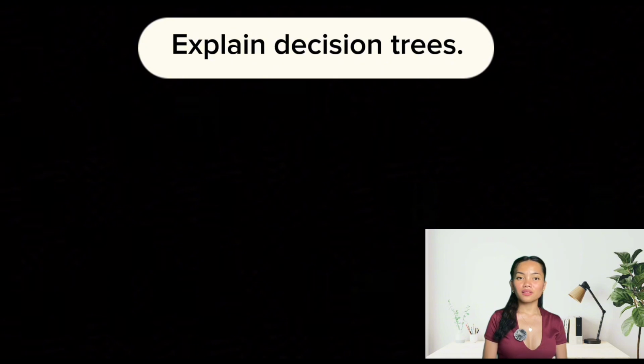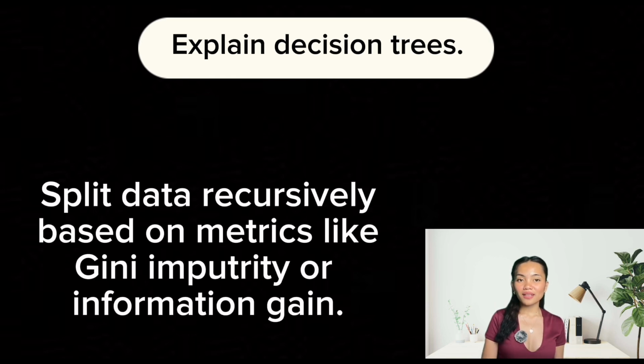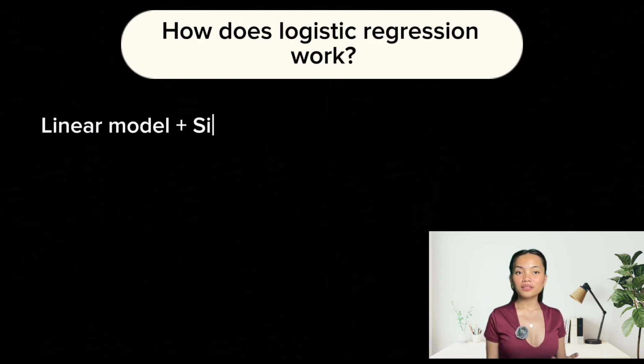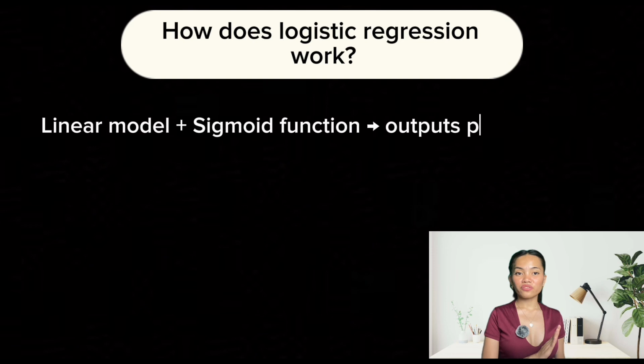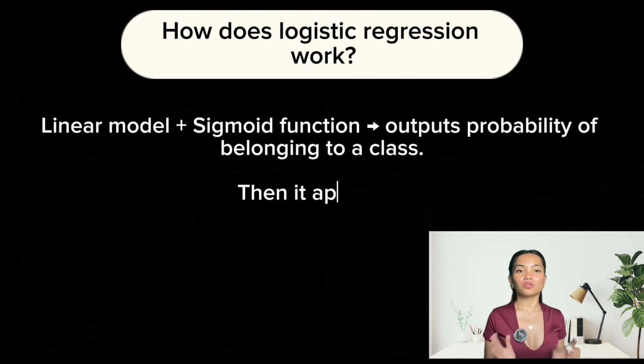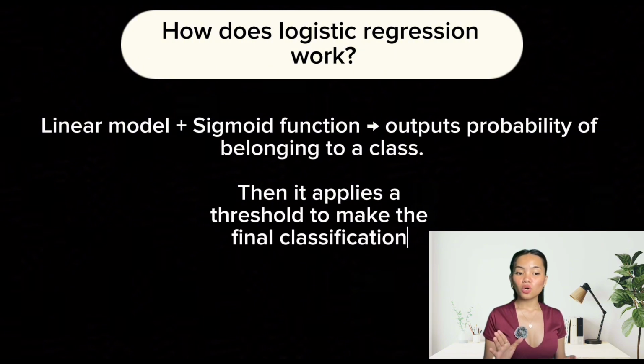Explain decision trees. Answer: split data recursively based on metrics like Gini impurity or information gain. How does logistic regression work? It works through a linear model plus a sigmoid function to output the probability of belonging to a class. Then it applies a threshold to make the final classification.